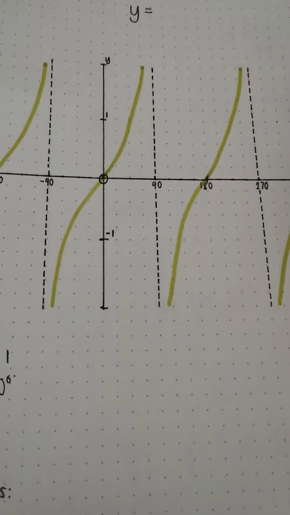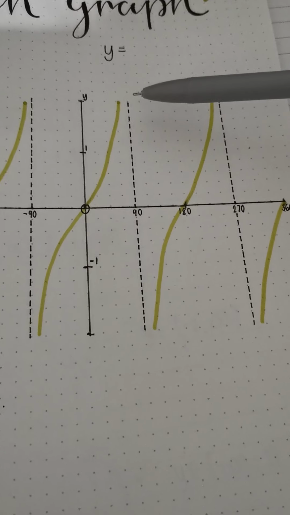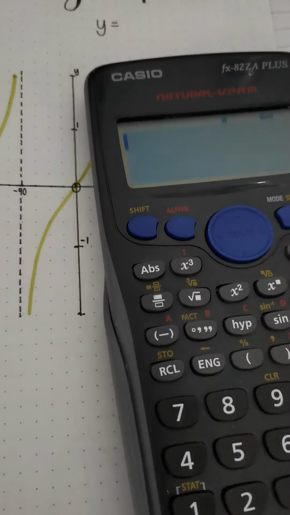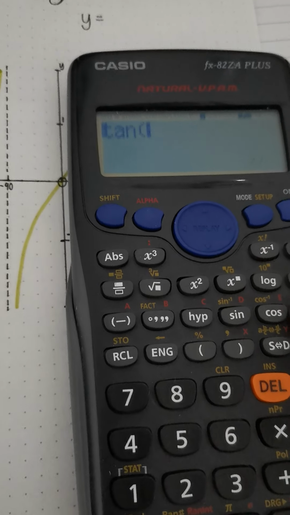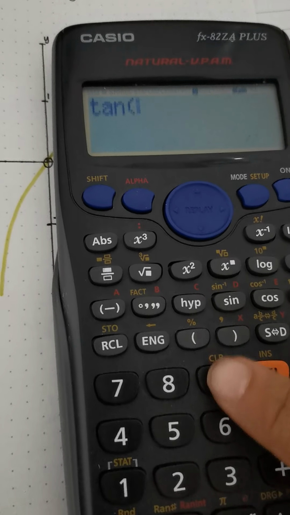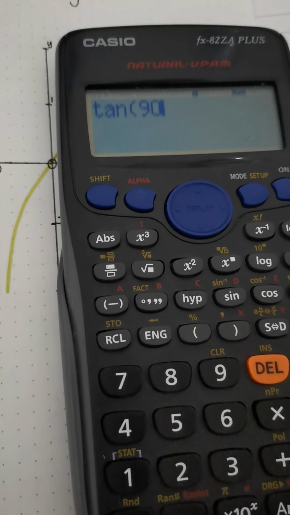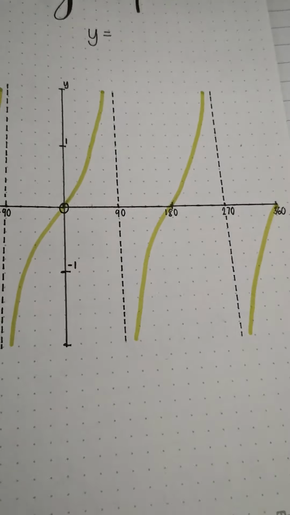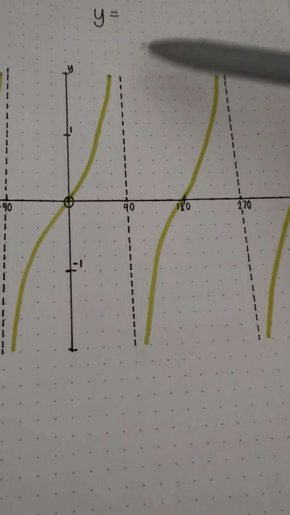Alright. Let's talk about these asymptotes. What do they mean? Let's quickly just type it in on our calculator. And you know this from special angles as well. If I type in tan of 90 degrees, what do I get? Math error on my calculator. It's undefined. It pretty much doesn't even touch here.